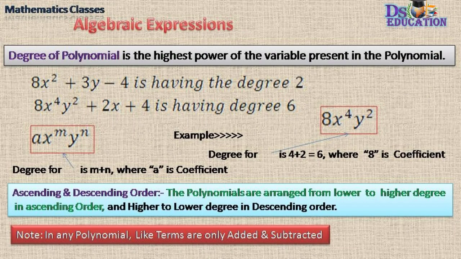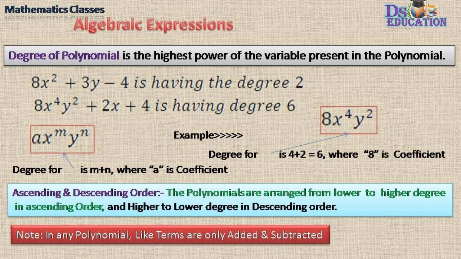Okay, now we talk about ascending and descending order. Sometimes small questions come, arrange the given polynomials into ascending and descending order. In that condition we have to see the degree of the polynomials given. We have to see the degrees of the terms given, and according to that only we arrange them into ascending and descending order. But always remember that we always arrange the polynomials into descending order, that is from higher degree to lower degree.